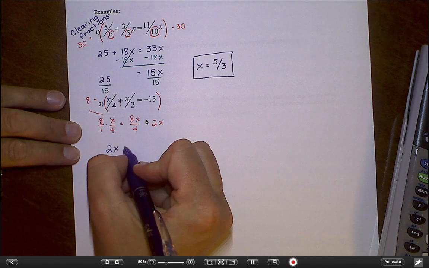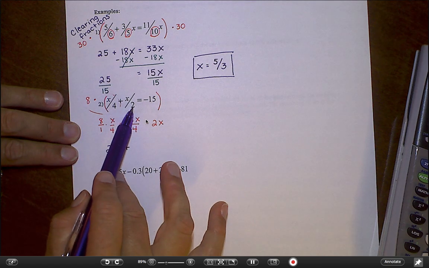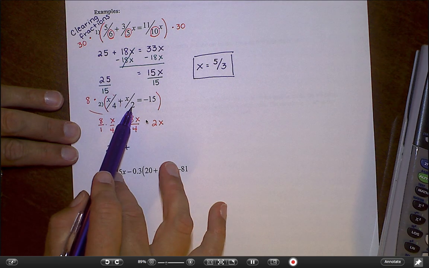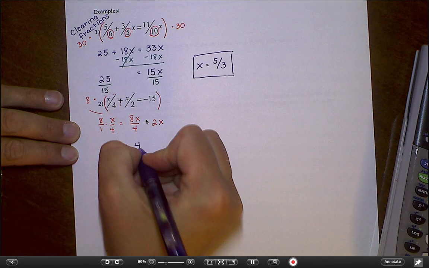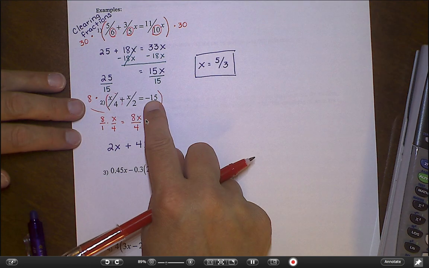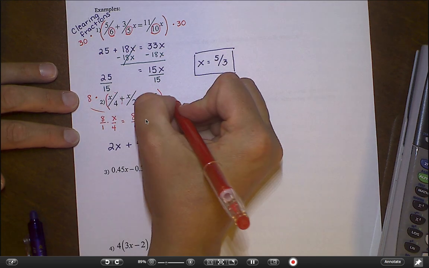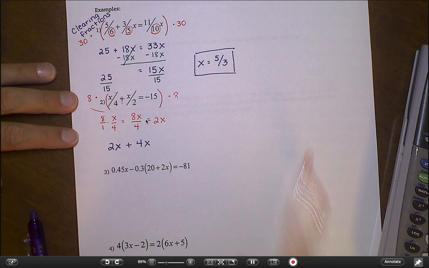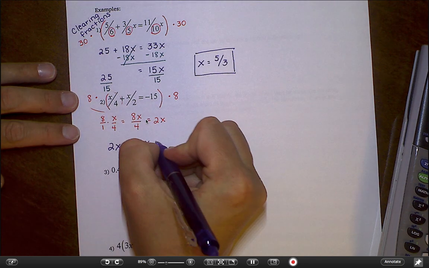So let's try that with the next one without writing it down. So this would give me 8x over 2. 8 over 2 gives me 4. So 8 divided by 2 with an x there would give me 4x. The thing we have to be careful of here is this isn't a fraction, but we still need to multiply it by the 8 to keep everything balanced. So I'm going to multiply this side by 8 also. And negative 15 times 8 is negative 120.